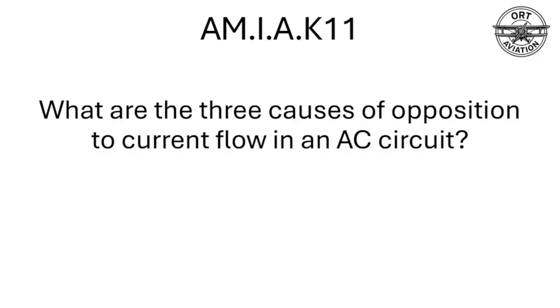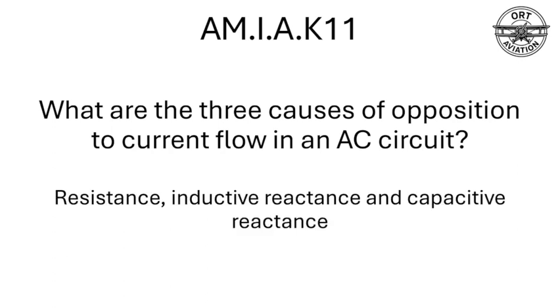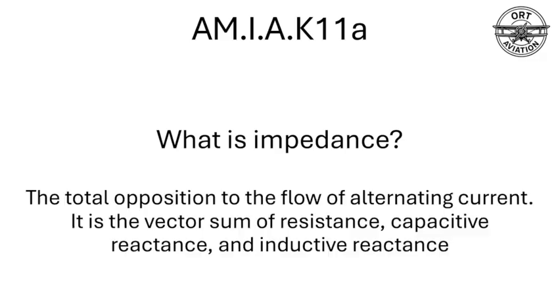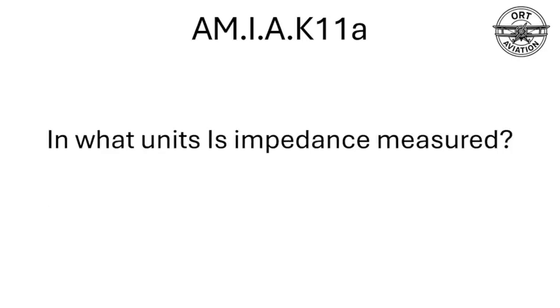What are the three causes of opposition to current flow in an AC circuit? Resistance, inductive reactance, and capacitive reactance. What is impedance? The total opposition to the flow of an alternating current. It is the vector sum of resistance, capacitive reactance, and inductive reactance. In what unit is impedance measured? In ohms.